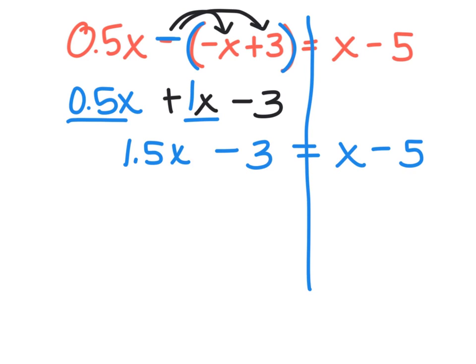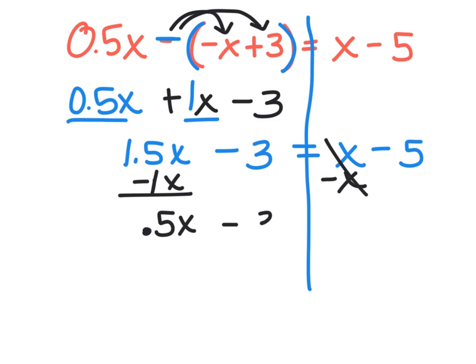Okay, so now on problems like this, we want to start with the x's. Which x do we have, or which side do we have less of? Well, on this side, we just have 1x. This side is 1.5x, so I'm going to take away an x from both sides. Okay, that side cancels. Now remember, this is the same as saying minus 1x. So 1.5 take away 1 is 0.5x, and then minus 3 equals negative 5.